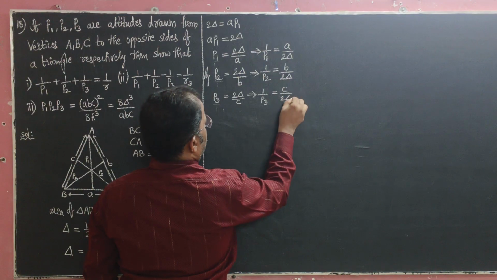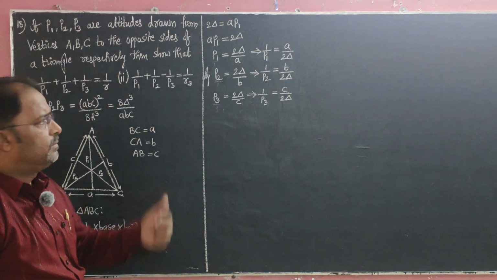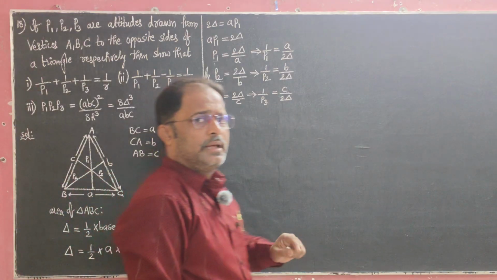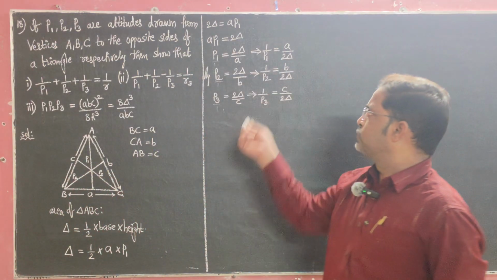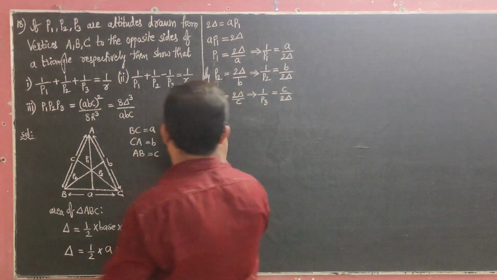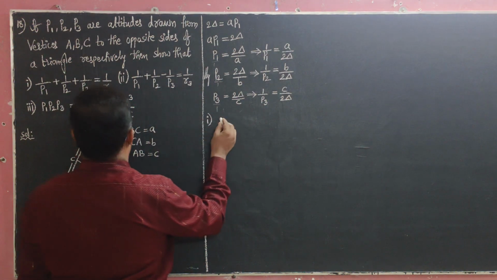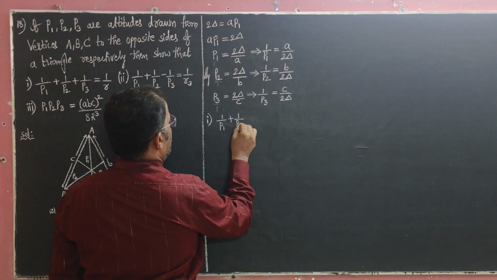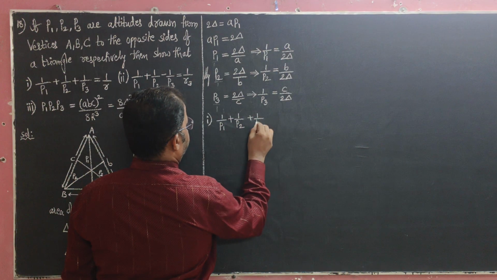Okay, C by 2 delta. Clear? 1 by P1, 1 by P2, 1 by P3. Now we have the values of P1, P2, P3 and also we have the values of 1 by P1, 1 by P2, 1 by P3. Write the first question. What is the first LHS? 1 by P1 plus 1 by P2 plus 1 by P3.